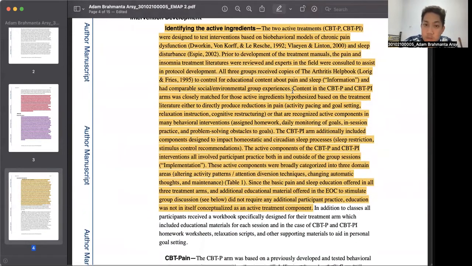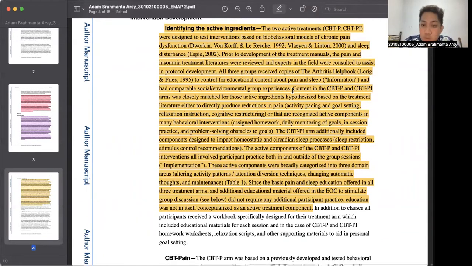Content in the CBT-P and CBT-PI arms was closely matched for those active ingredients hypothesized, based on the treatment literature, either to directly produce reductions in pain, such as relaxation instruction and cognitive restructuring, or that are recognized active components in many behavioral interventions. The CBT-PI arm additionally included components designed to impact homeostatic and circadian sleep processes. The active components of the CBT-P and CBT-PI interventions involve participants practicing both in and outside of the group sessions.